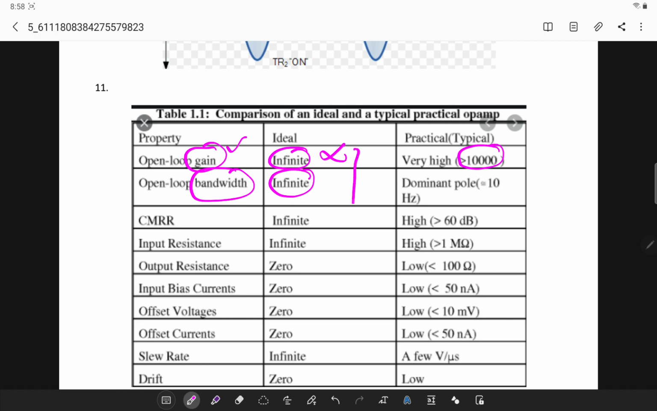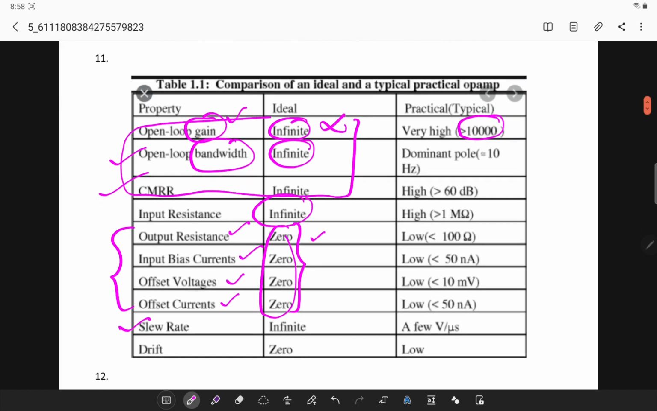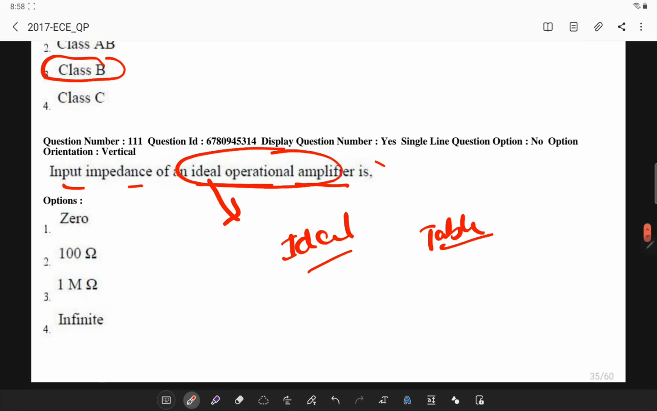Observe all these particular factors, CMRR and slew rate, are infinity or very high values. When it comes to 0 values, an ideal op amp will have output resistance, input bias currents, offset voltages and offset currents approximately 0. Also the input resistance must be very high and drift must be very low. All these properties are applicable for an ideal amplifier. Coming back to our question, here it is an ideal amplifier, so that is why you will have infinite.